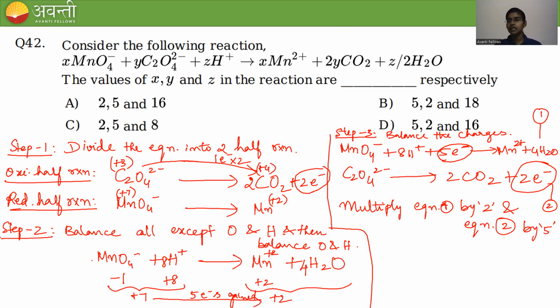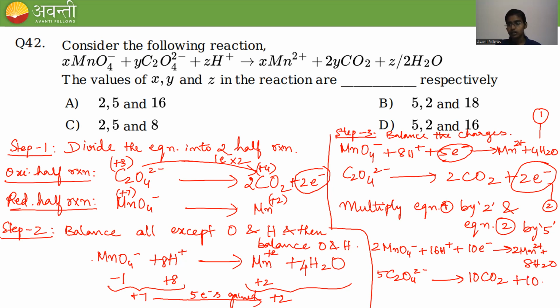Okay, so multiply equation 1 by 2. So what will I get? I'll get 2 MnO4 minus plus 8 into 2, 16 H plus, 5 into 2, 10 electrons gives 2 Mn2 plus plus 4 into 2, 8H2O. Okay, now multiply the second equation by 5. This 5C2O4 2 minus giving 10 CO2 plus 10 electrons. Got it? Now you can see that the number of electrons lost and gained are the same.